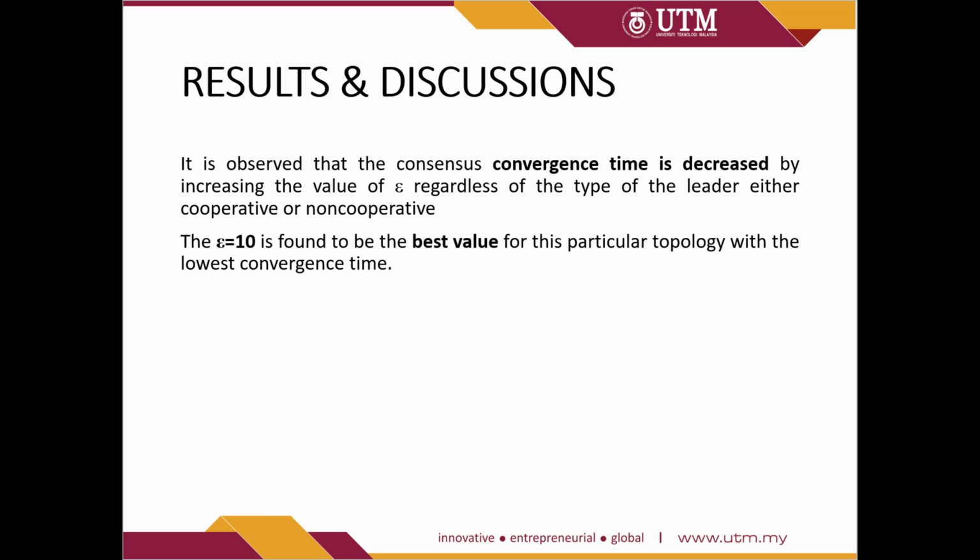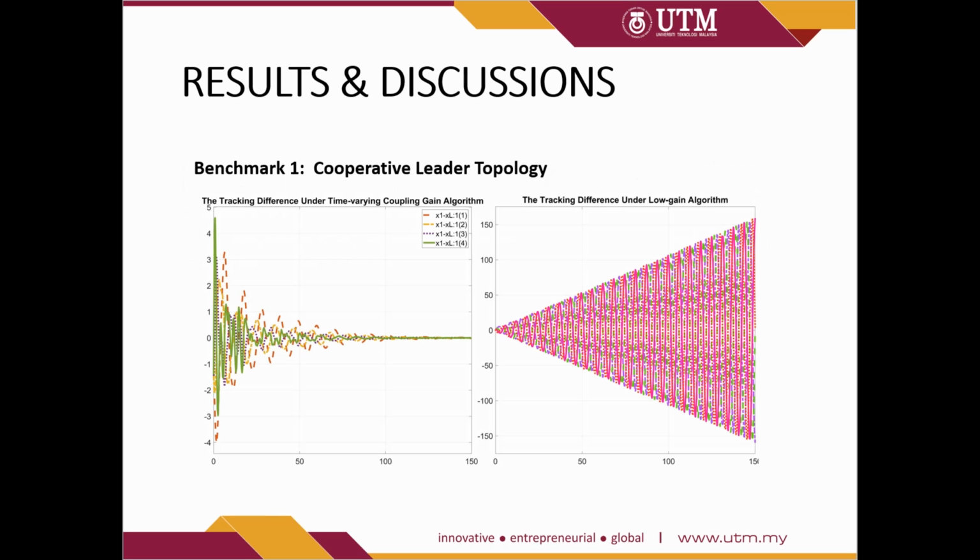This is the result of comparison between the proposed topology and the topology used in the benchmark paper. The left side is the proposed topology, and the right side is the benchmarking paper by Chu. As you can see here, the left side reaches consensus at about less than 150 seconds, while the right side does not reach consensus.